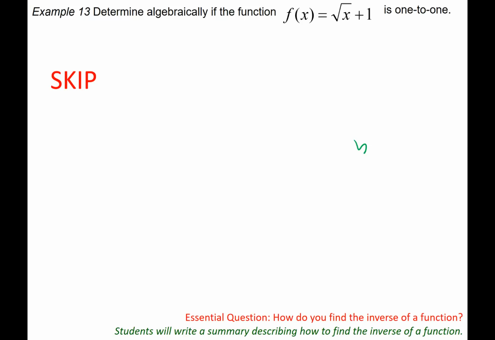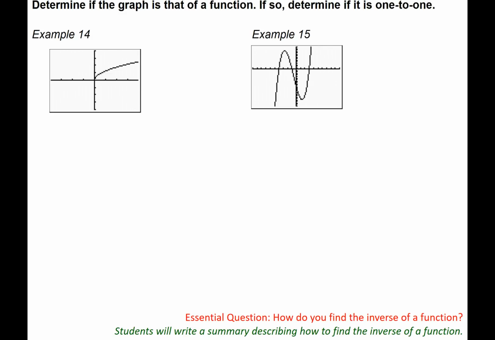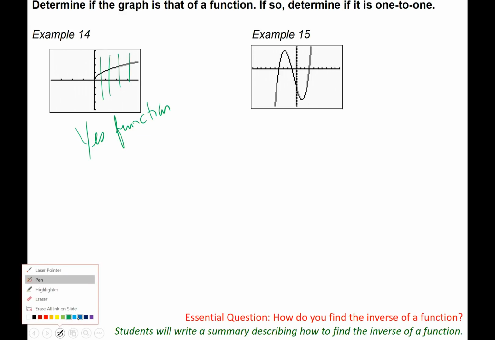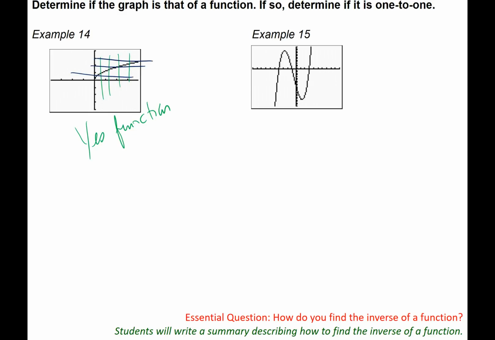All right, so we're going to skip 13. Let's go to 14. So all we're going to do is determine if the graph is a function. If so, determine if it is one-to-one. So first thing I'm going to look at is the vertical line test. That one definitely passes the vertical line test, so yes, it's a function. Then I'm going to do the horizontal line test to determine if it's one-to-one. So I look at the horizontal lines, and they don't cross more than one time, so yes, it's one-to-one.